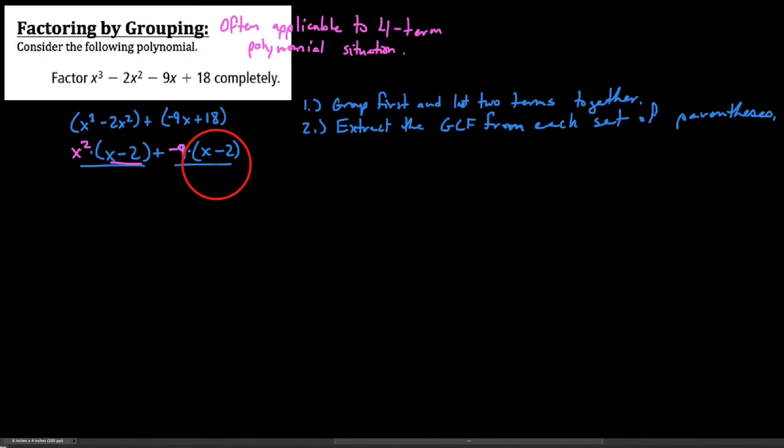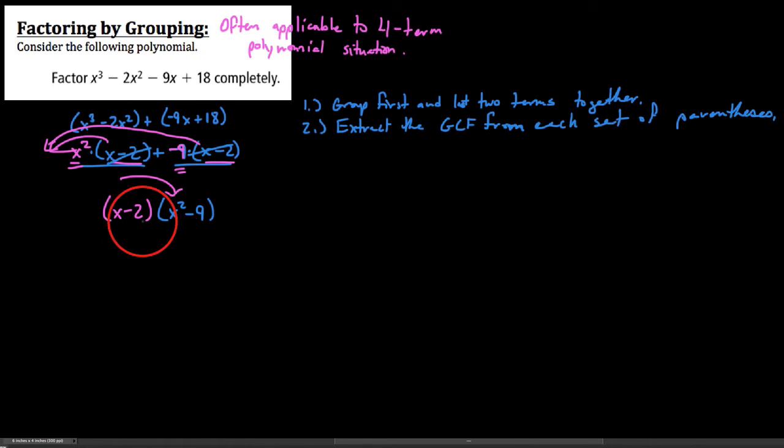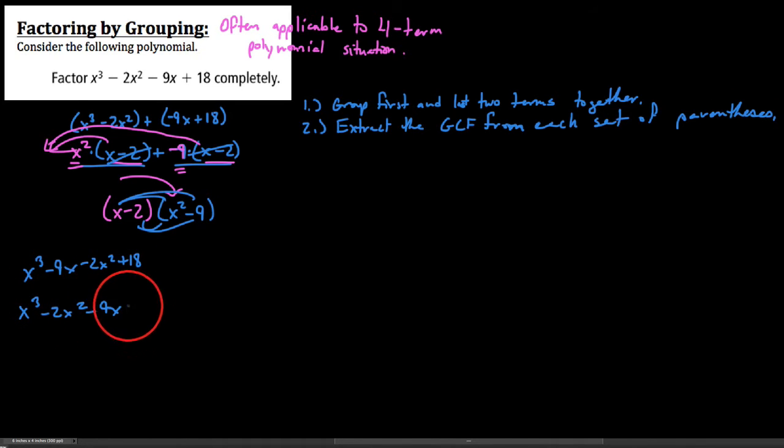But these both have in common an x minus 2. So because they both have in common an x minus 2, we're going to take that x minus 2 out in front now. And what I'm left with is that x squared minus 9 that would be left over. After we take out the x minus 2, we'd be left with these terms here, and those are represented with this factor. So we can check this. If I FOIL this back out, I get x cubed minus 9x minus 2x squared plus 18. And writing this in standard form, we get x cubed minus 2x squared minus 9x plus 18, which is the same polynomial that we started with up here.